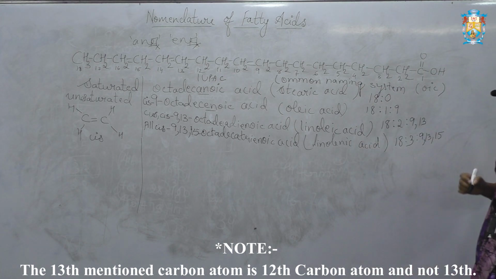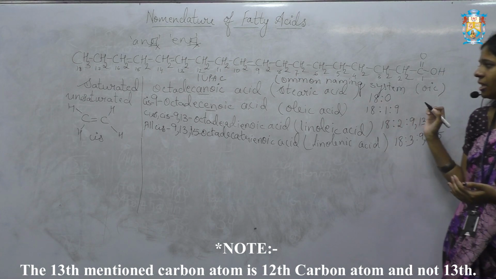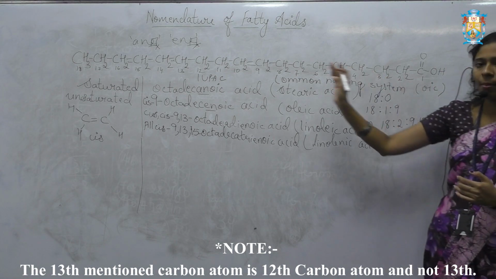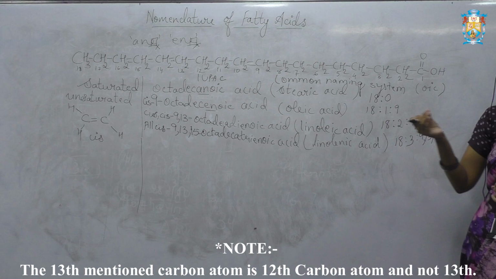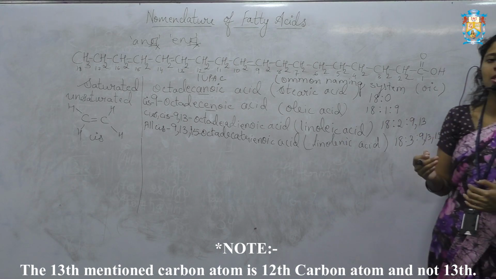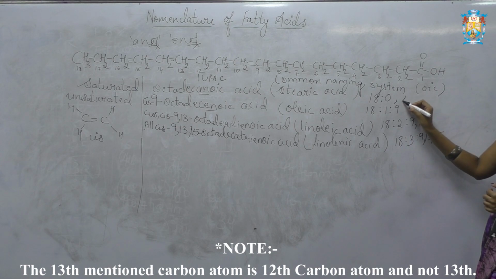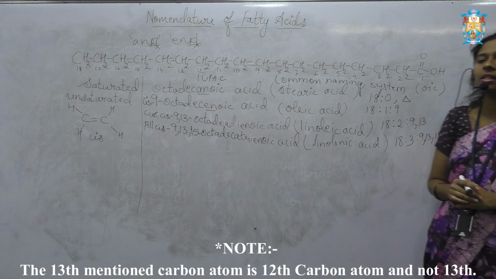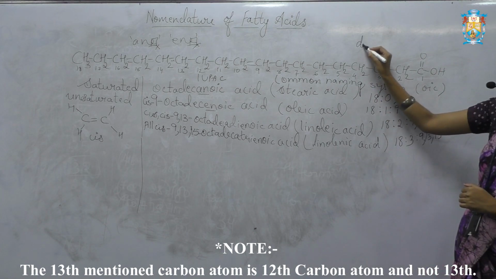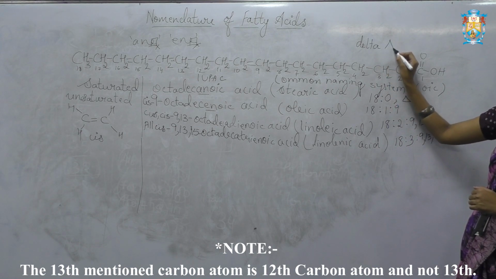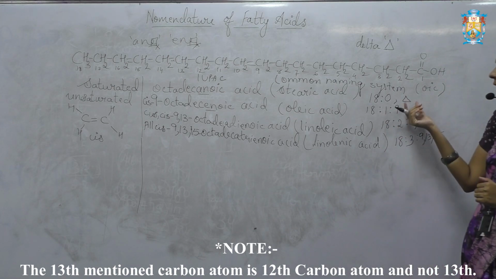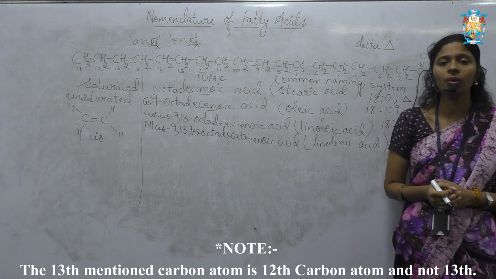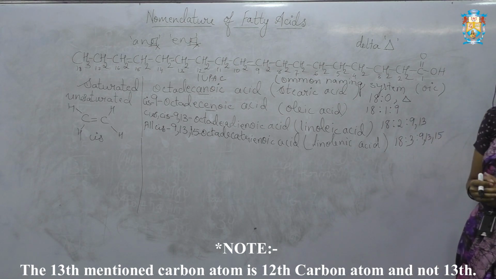Now there is another way in shorthand representation. Here we only showed the number of carbon atoms, the number of double bonds present, and the position where it is present. There is another system wherein we also write delta. The symbol is a Greek letter, delta, D-E-L-T-A. Here we mention delta, which indicates the double bond in the molecule, and we have to write where the double bond is present.